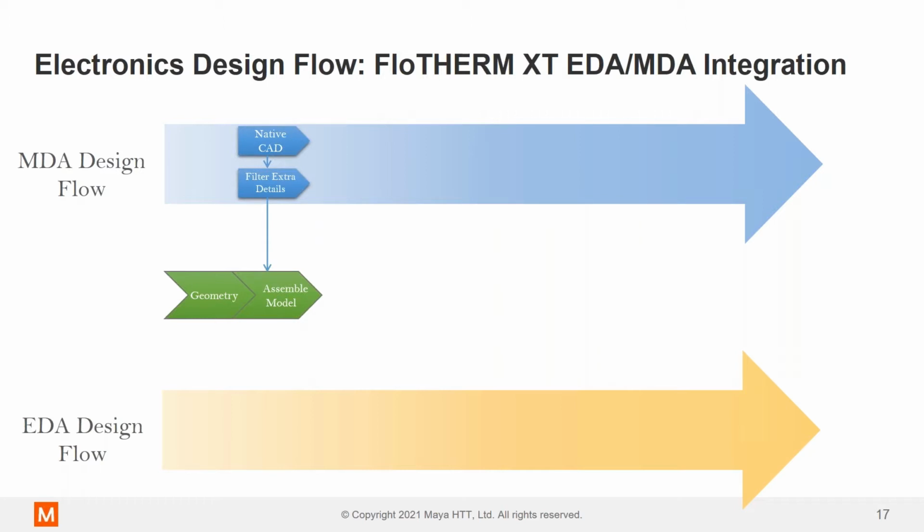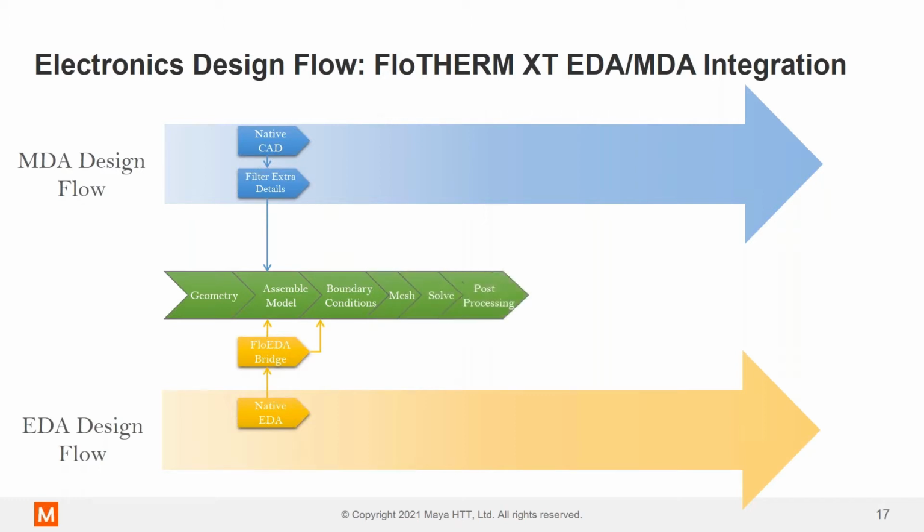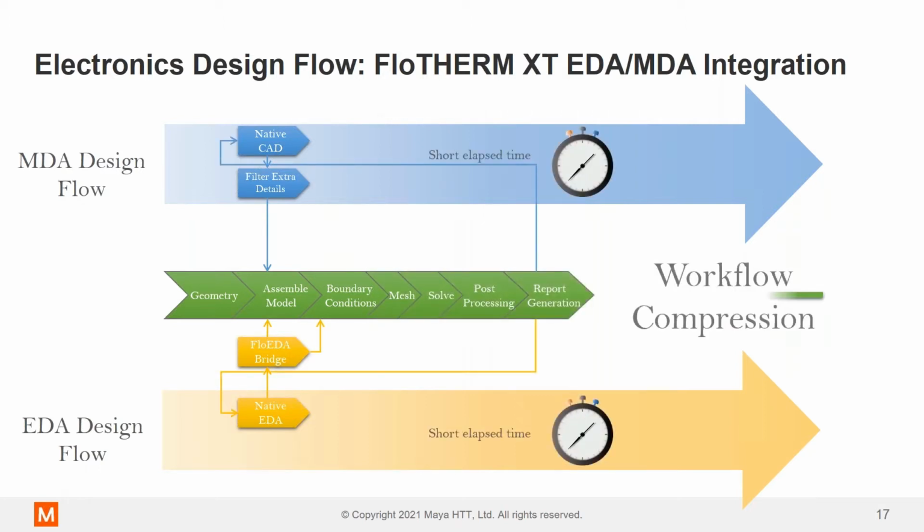Similarly, the native EDA data can be exported as well. All of the processes are incorporated into a new module, which we call the Flow EDA bridge, simplifying the preparation of the model. Component powers are also specified through the Flow EDA bridge, which then allows a fully defined thermal model to be read directly into FlowTherm XT.